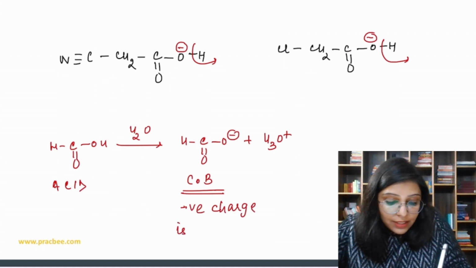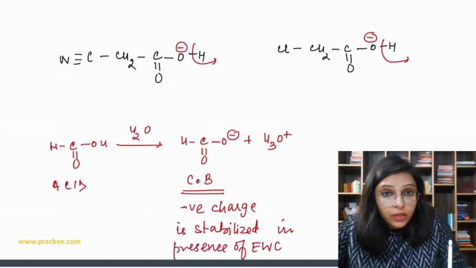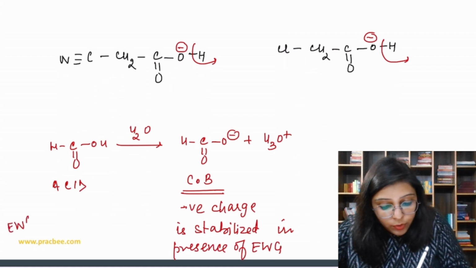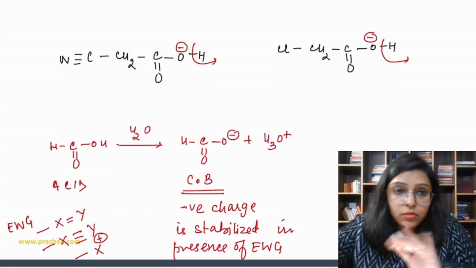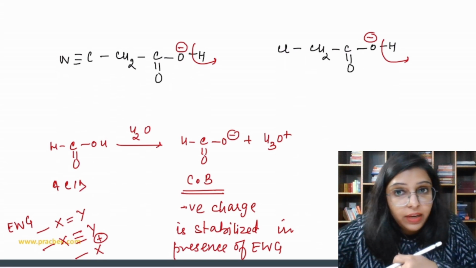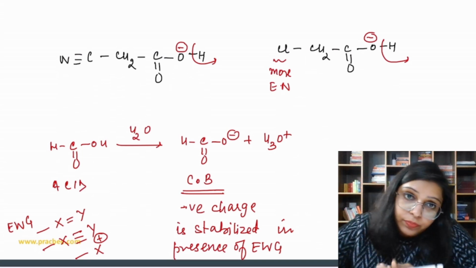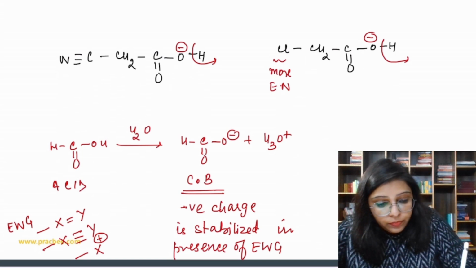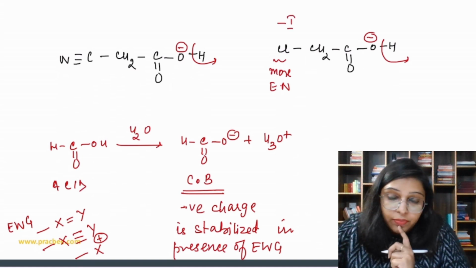So negative charge is stabilized in presence of electron withdrawing group. Now what are electron withdrawing groups? They are going to be like this X double bond Y, or X triple bond Y, or X positive. So these are the ways by which we can identify electron withdrawing groups. Cl is a more electronegative atom, so yes, it will show the inductive effect, minus I effect. Clear?